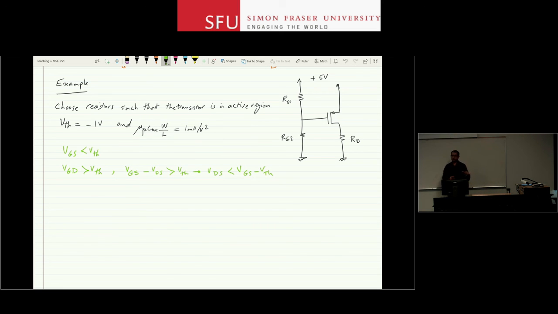I want to choose a gate source voltage minus VTH that is negative. VGS minus VTH must be negative. And then I choose my drain source voltage after that. So let's just choose VGS minus VTH to be 1 volt. It's arbitrary. It has to be minus 1 volt because it's a PMOS.